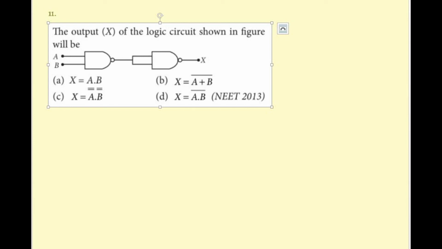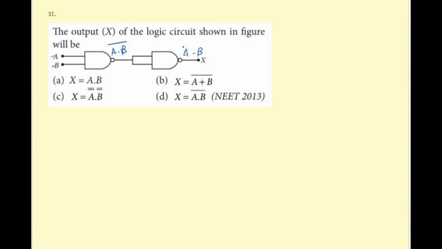From this it has been asked which will be the output figure. So it is A here and B, and it is passing through a NAND gate, that is the NOT of AND. This is A and B and NAND, and A and B pass through a NAND gate again, and it is a single input here.